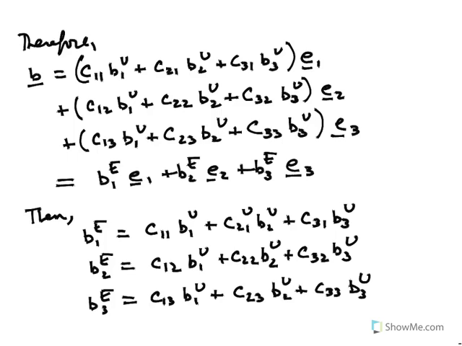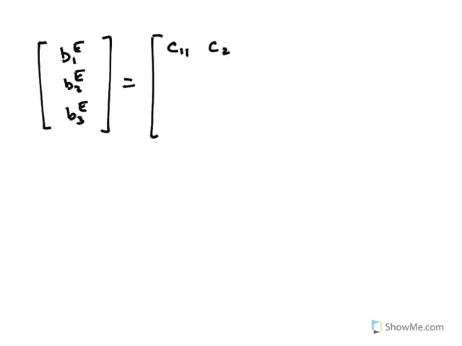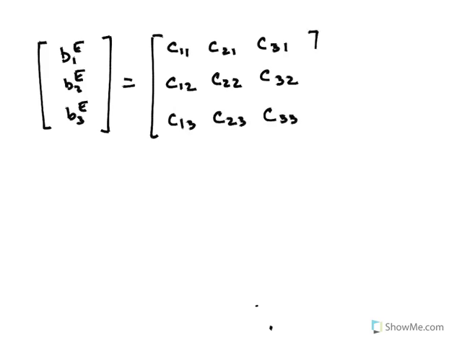So we can actually do that as follows. We write b1e, b2e, and b3e is equal to, so now we're going to break this up into a matrix, and that matrix is going to be the matrix of these coefficients, which is going to be c11, c21, c31, and then c12, c22, c32, and then c13, c23, c33 times this column matrix b1u, b2u, and b3u.